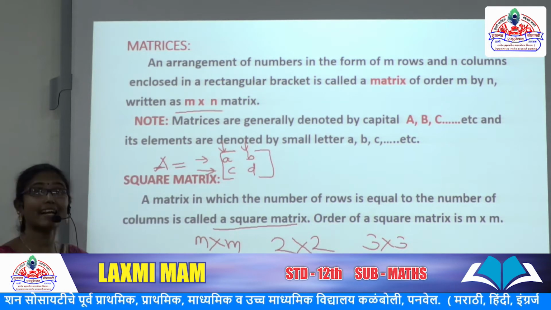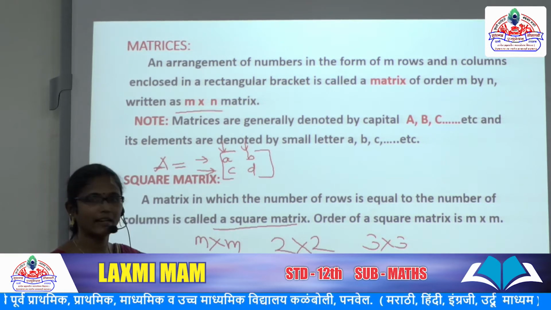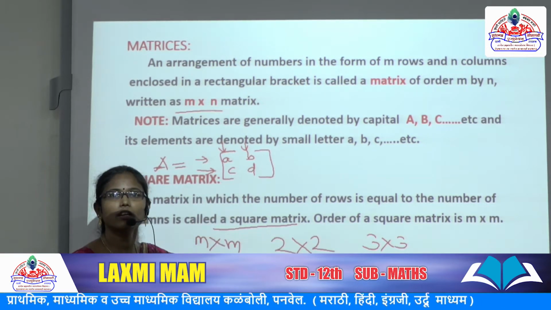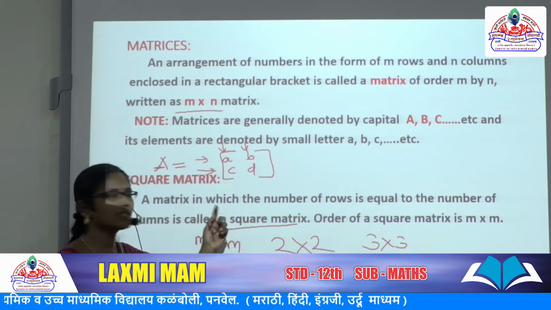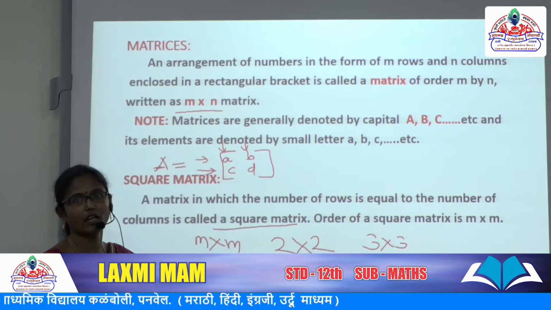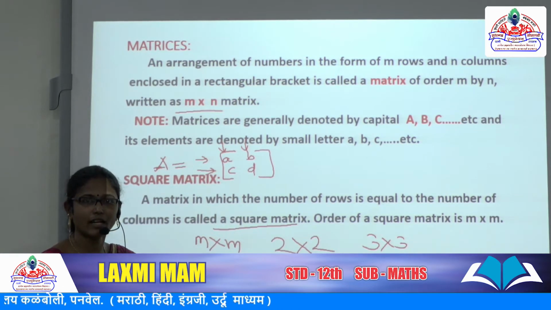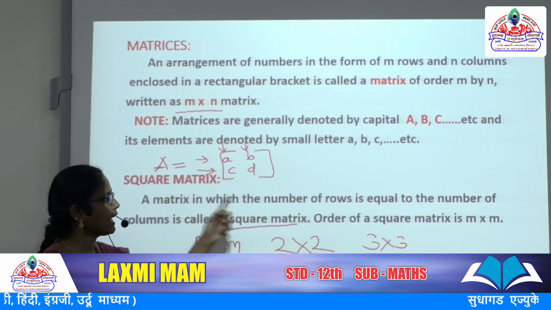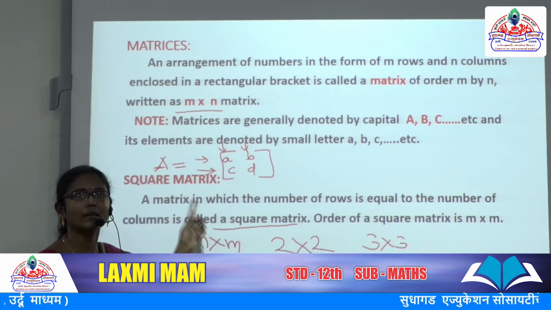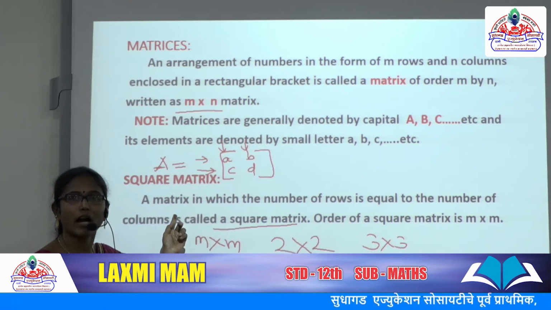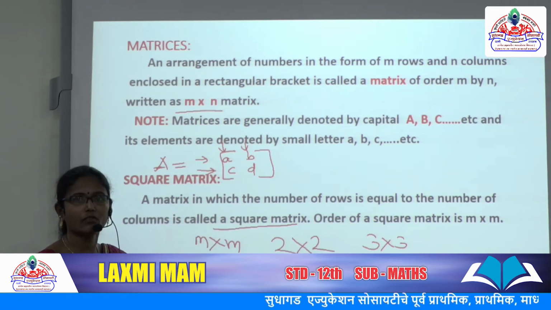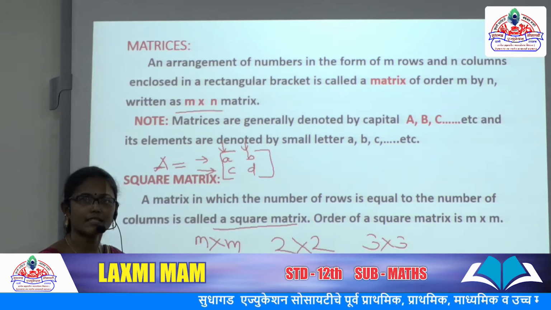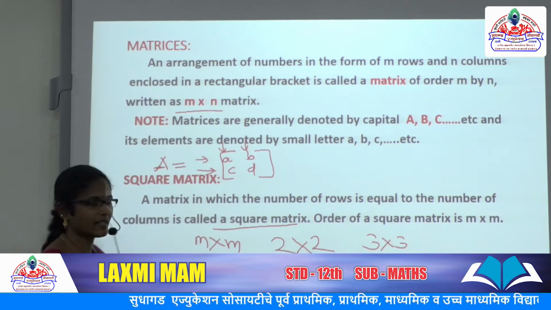And what will be the rectangular matrix? Rectangular matrix, opposite of square matrix. The rows and columns are not equal, then the matrix is called a rectangular matrix. Is it clear? If the rows and the columns are equal, then the matrix is called as a square matrix. If it is not equal, then the matrix is called as a rectangular matrix.